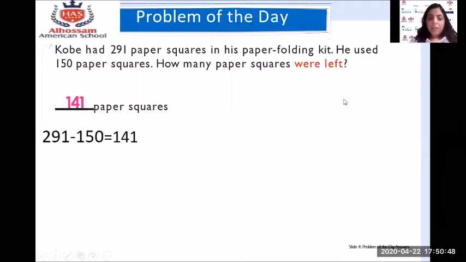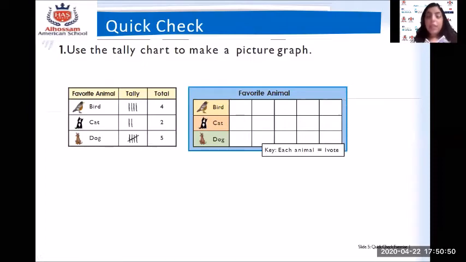Now, let's use the tally chart to make a picture graph. Woody Woody, where is the tally chart? Yes, this one. How did you know? It has tallies, right? So the tally chart uses tallies to record information. I want to use this information to make my picture graph. How many tallies for bird?